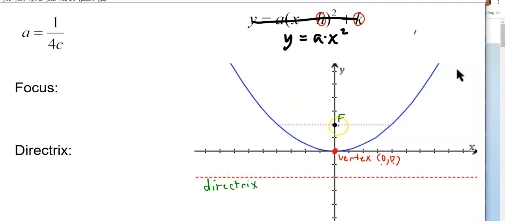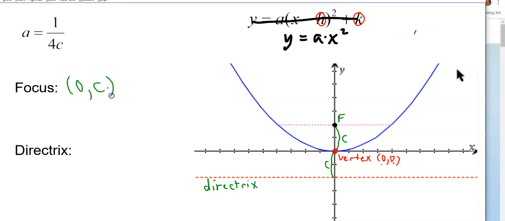And the distance from the focus to the vertex is always a distance of c. Sometimes c is negative, but as far as distance goes, distance is always positive. So even if c was negative, the distance there is c, or absolute value of c. The distance from the vertex to the directrix is also c. Remember, those are equidistant, right? So those distances are the same. Those are c. So the formula for the focus point is going to be 0, c.